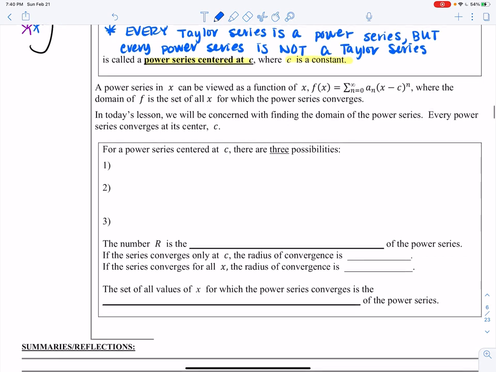So let's say that a power series can be viewed as a function because it has x's in it. And so the domain of this function would be a set of x's for which the power series converges. Now, why would that domain be as such? Because guys, if a series is going to be approximating a function, I need to know what values of x I can use it for.